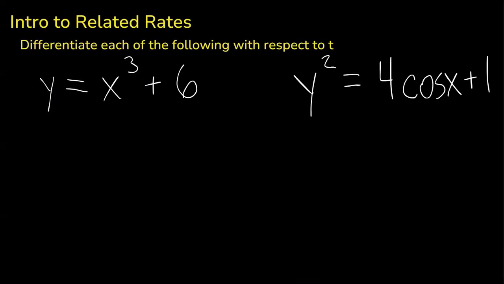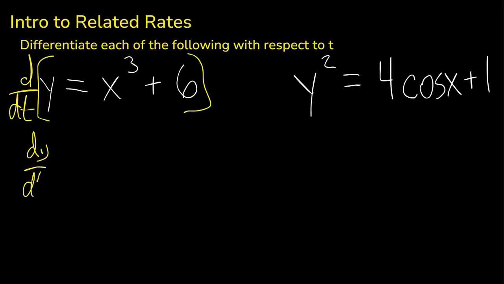Now let's look at a couple more equations here. If we want to differentiate both of these with respect to t, I would need to differentiate both sides of this equation with respect to t, and y is going to be dy dt. X cubed we know is 3x squared times dx dt. And the derivative of the constant 6 with respect to t is still going to be 0 because it's a constant.